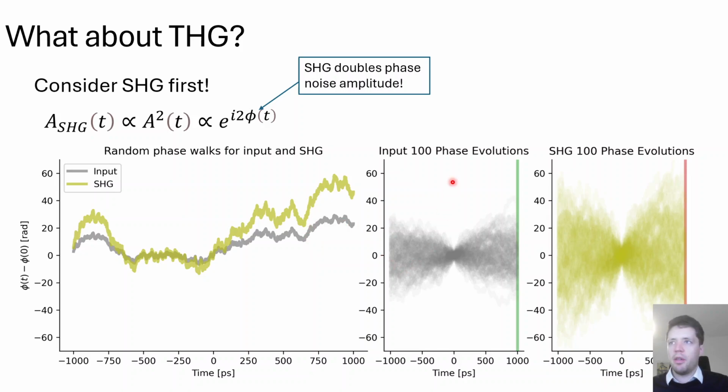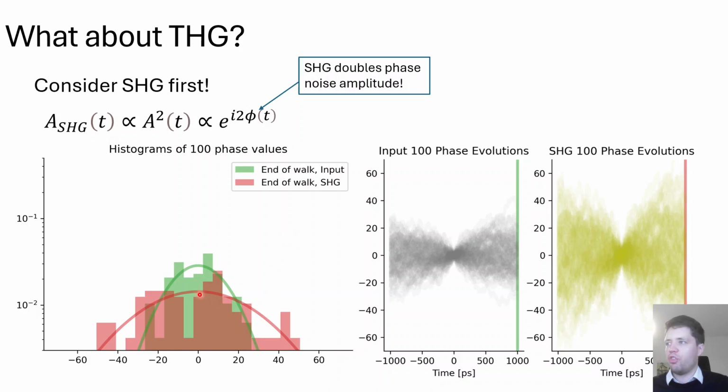And of course, if we look at the possible evolution right here, we can see that it gets quite a bit broader if we look at the second harmonic generation result right here. And in fact, it doesn't just simply double, it actually becomes a bit larger than that, as we'll see in just a moment.